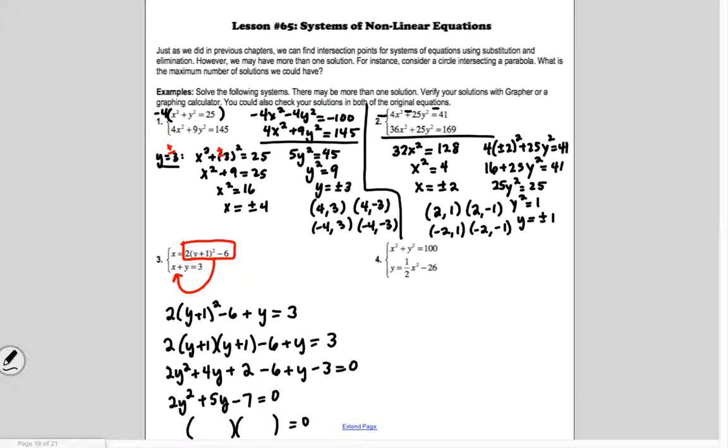So when we factor, we have 2y and y. What do you guys think? Yeah? 2y plus 7 times y minus 1. You got it. You guys all have that? So what do we get for y? It's kind of gross answers. Y equals 1, that one's a nice one. Y equals negative 7 over 2, which is like negative 3.5 if you want to write it as a decimal, but I'm going to leave it as negative 7 over 2.